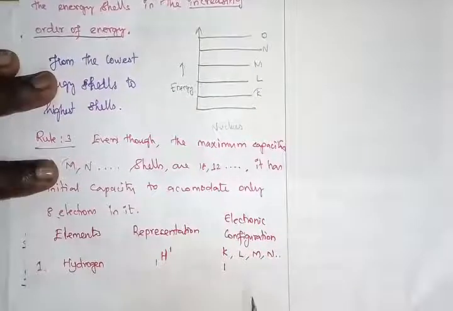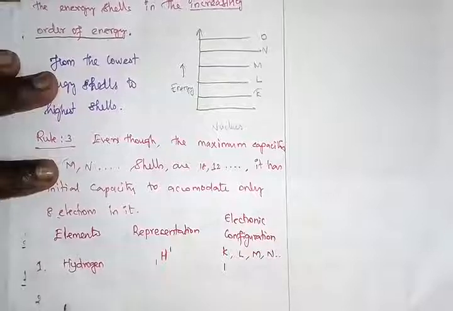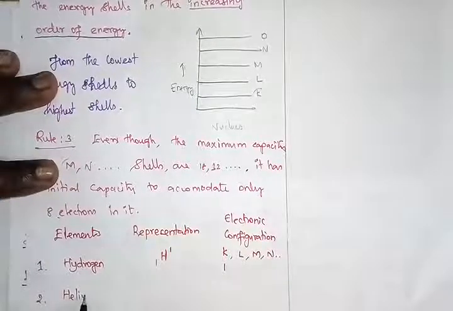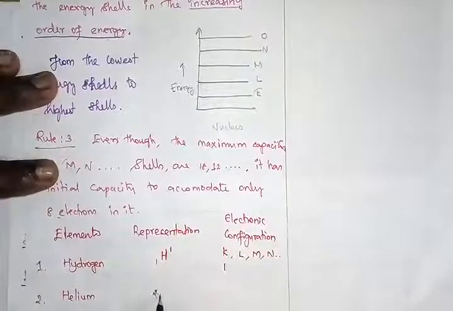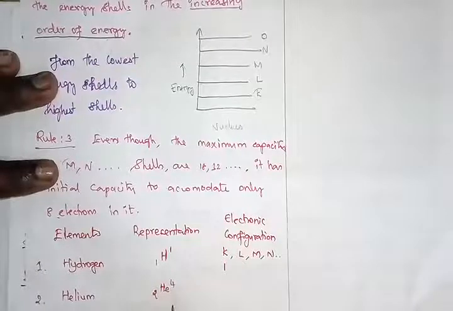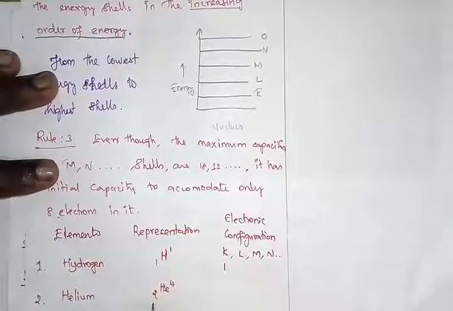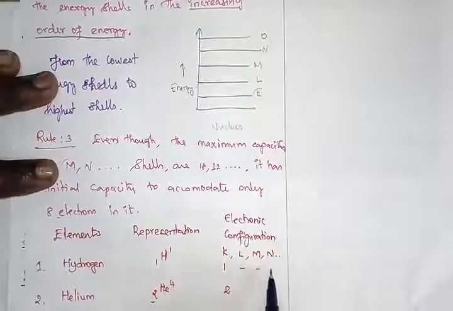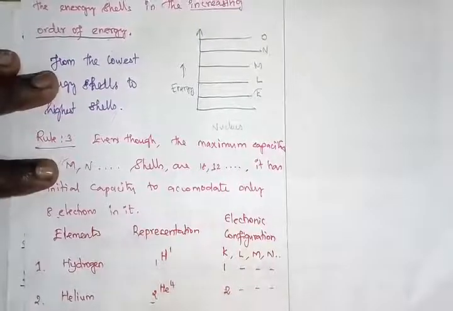Got it? Now the next element is helium. How do you represent it? 2He4. So how many electrons do we have? This atomic number indicates the number of protons or the number of electrons. So there are 2 electrons in it. So we will fill 2 in the K shell. The remaining shells are empty. Understand?